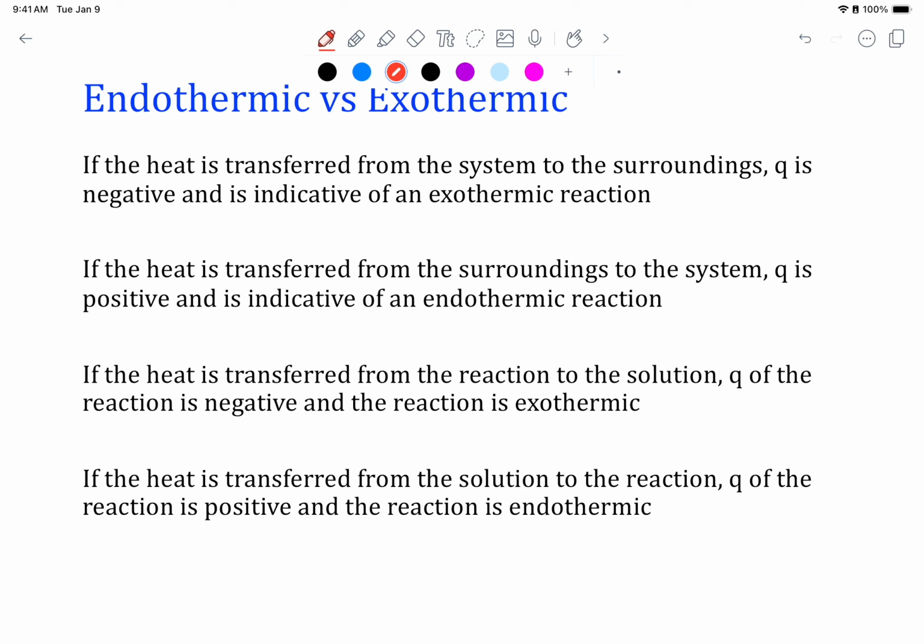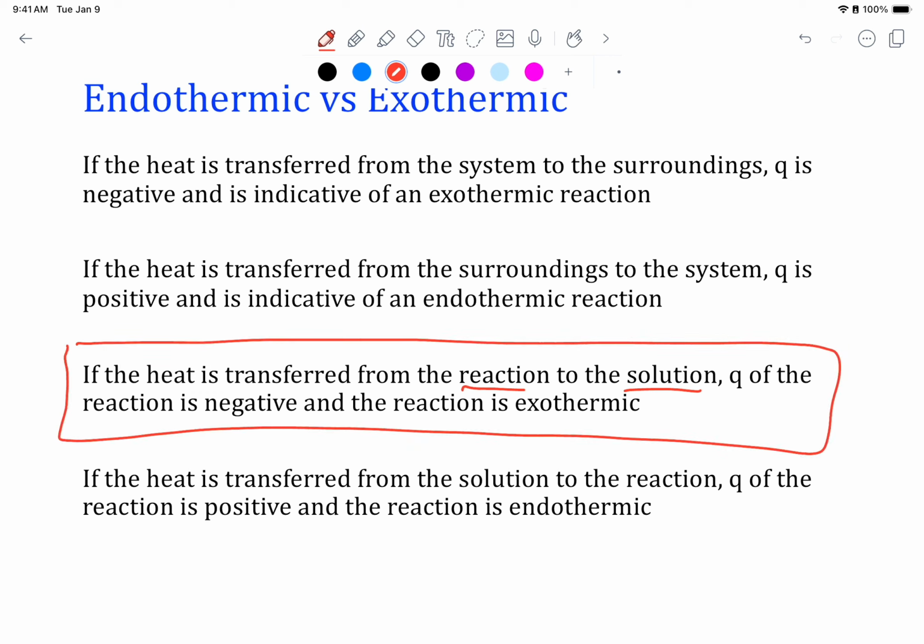We can take this one step further and put it into terms of the reaction. So if heat is transferred from the reaction to the solution, that Q is negative and the reaction is exothermic. And then the opposite is if heat is transferred from the solution to the reaction, Q of the reaction is positive and the reaction is endothermic. So our problem dealt with this one right here. The heat is transferred from the reaction to the solution. We have a Q of the reaction that is negative, therefore the reaction is exothermic.